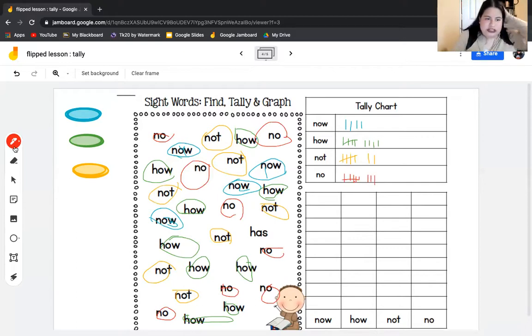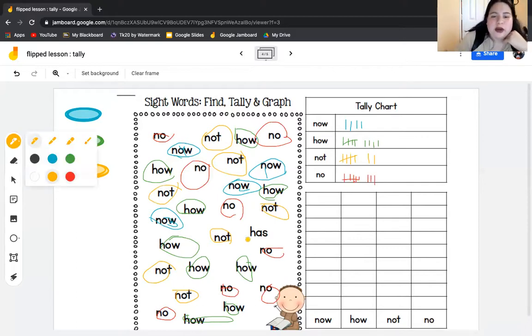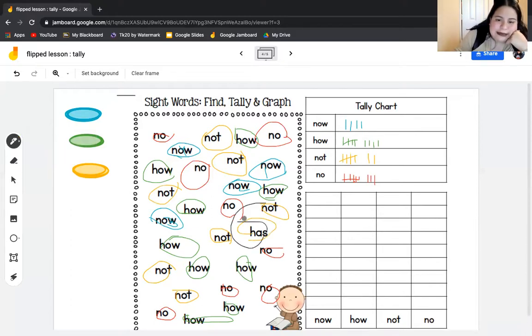Now we have a trickster here. We have a trick word, has. Oh, we already used that color. Let's use black. Has. Is has on our chart, our bar graph, or our tally chart? No. So we are going to cross out has and just pretend like he didn't exist. He's not there.